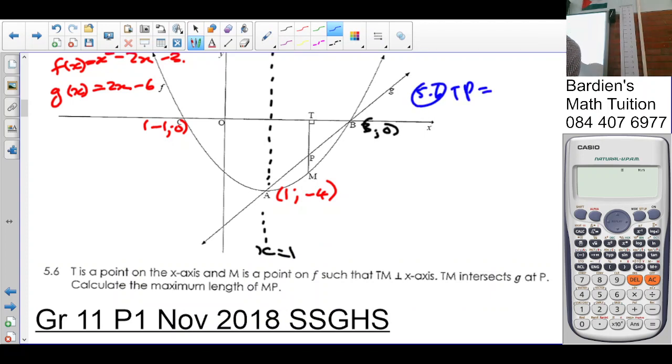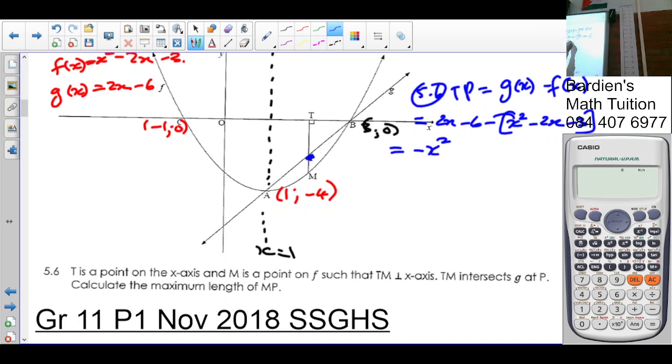So which graph is on top? The g of x graph. It's going to be the g of x graph minus the f of x graph. So it's going to be 2x minus 6 minus f of x, which is x squared minus 2x minus 3. Whenever you're working out the distance between two graphs, it's the top graph minus the bottom graph. That simplifies into negative x squared plus 4x minus 3. So that is the length of TP.